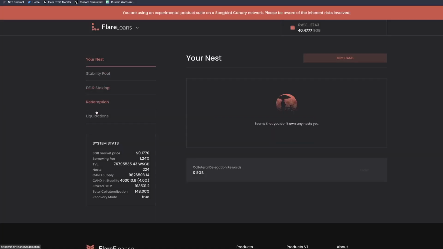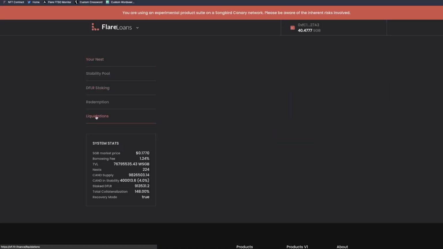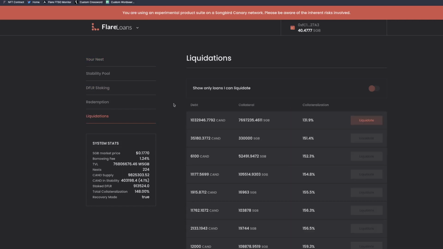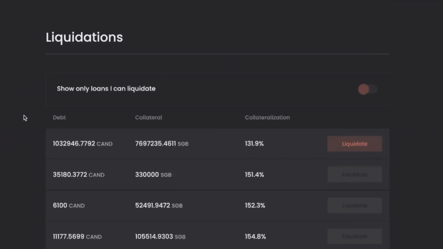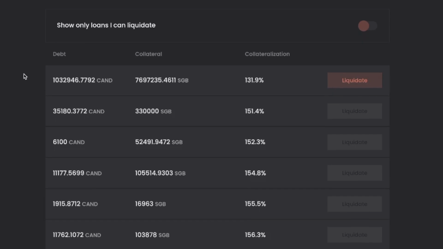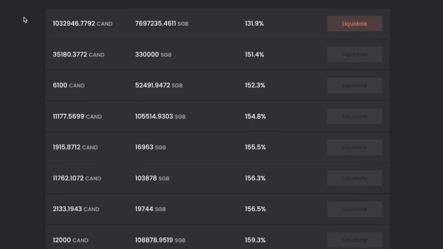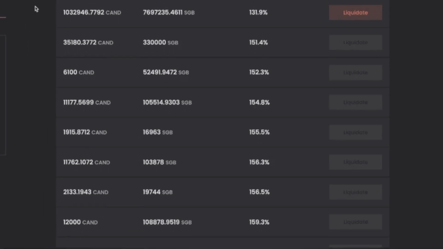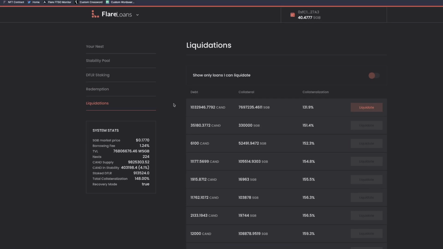So speaking of liquidations, let's go to this tab here. These are the current loans that you can see on the FlareX platform. Now, if a loan was to drop below the collateral threshold ratio, you will be able to liquidate it, and the collateral ratio is normally set at 110%. So anything less than that, you will be able to liquidate.